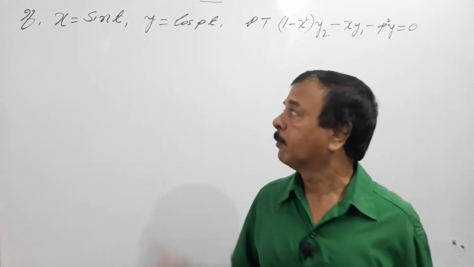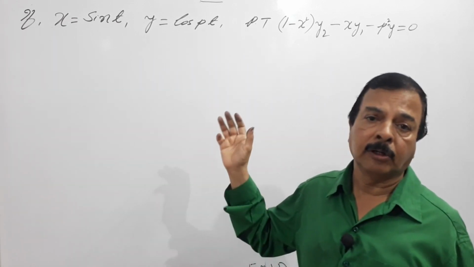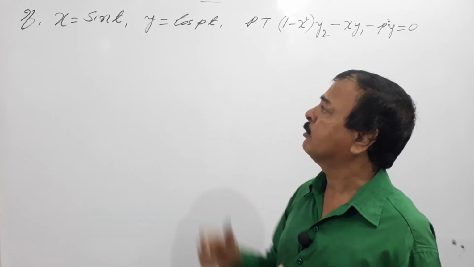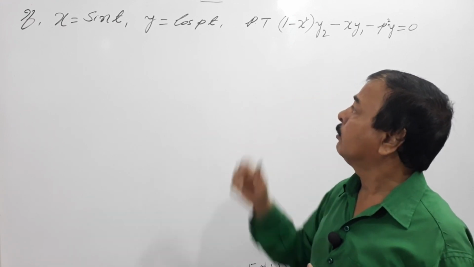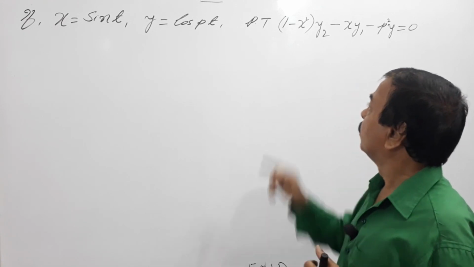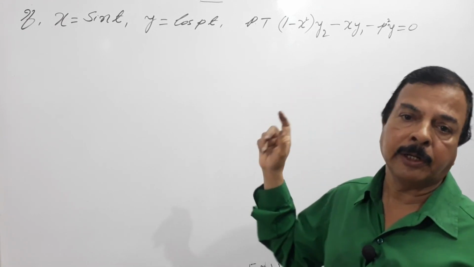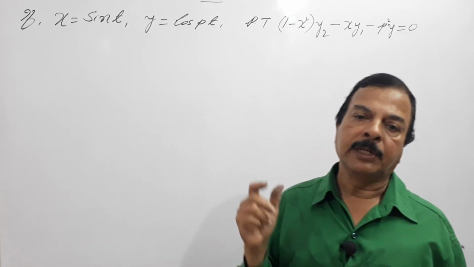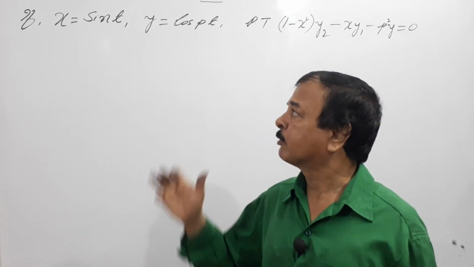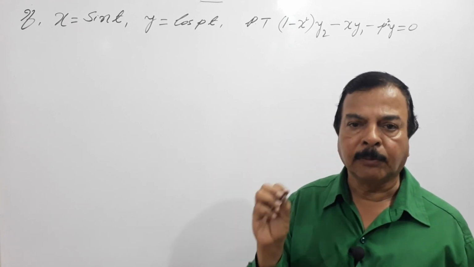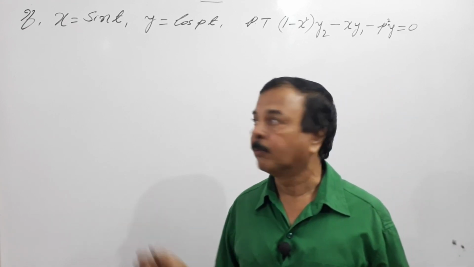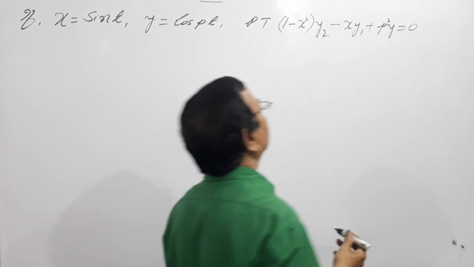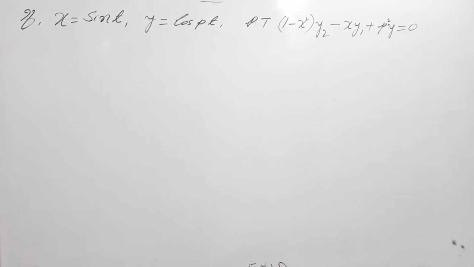So dear students, we have a problem here. This is on parametric functions. Here it says, if x equals sin t, y equals cos pt, prove that 1 minus x square into y2 minus xy1 minus p square into y equals 0. It is quite similar to the previous problem, but some difference is there. Let us work it out. This is not minus, this is plus p square y.